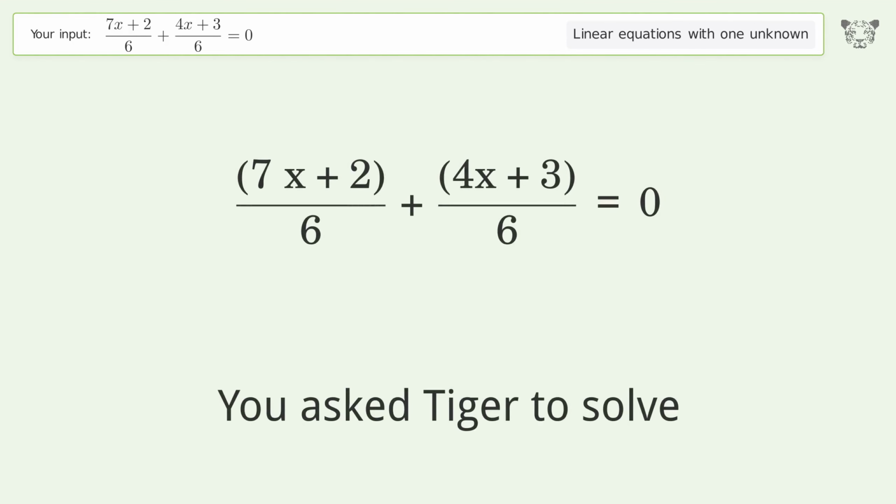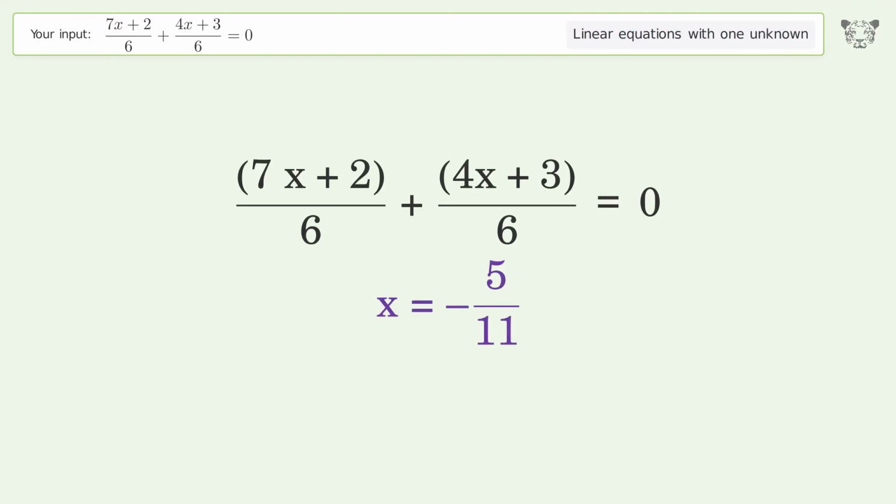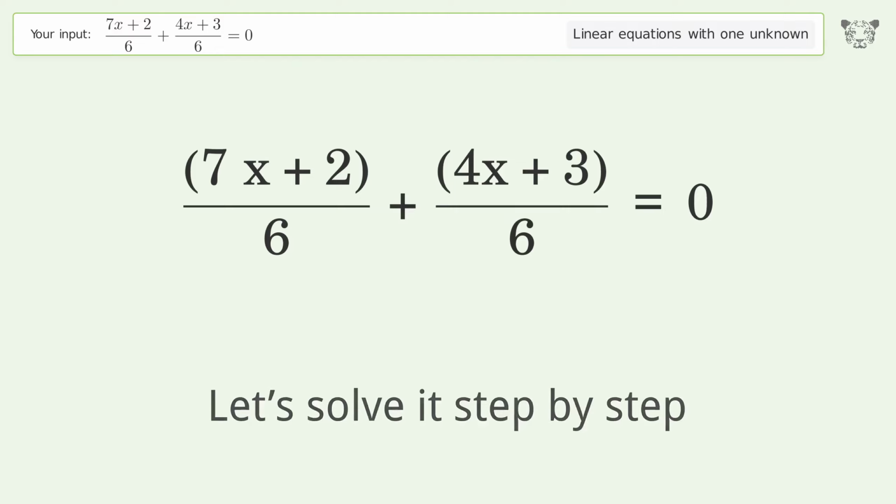You ask Tiger to solve. This deals with linear equations with one unknown. The final result is x equals -5/11. Let's solve it step by step.